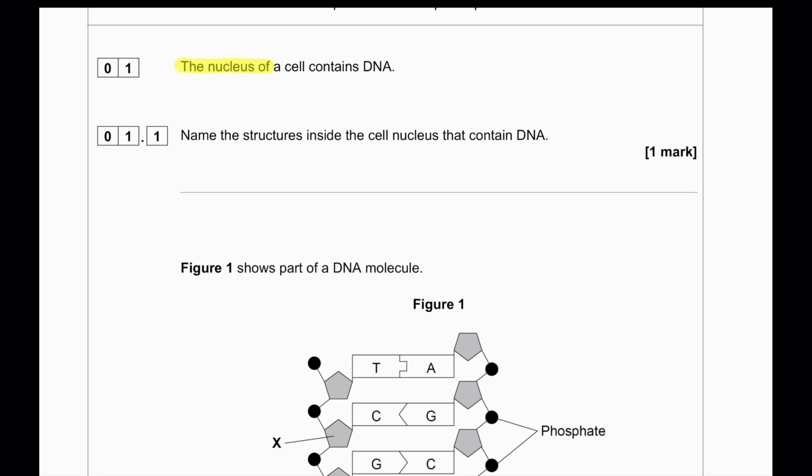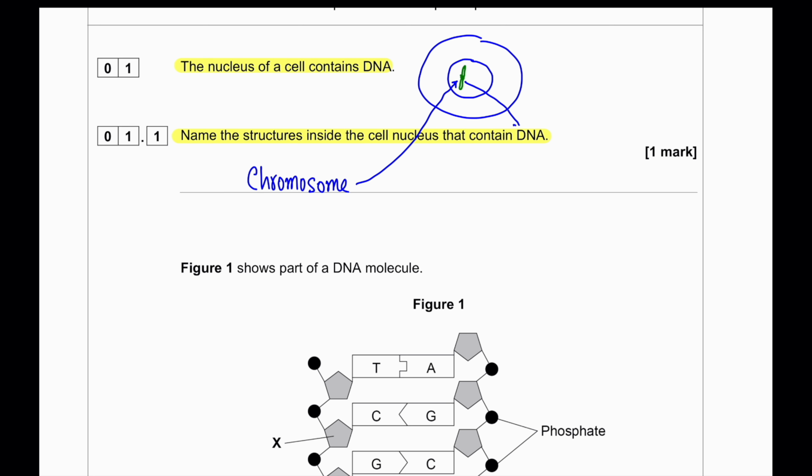The nucleus of a cell contains DNA. Name the structure inside the cell nucleus that contains DNA. If we look into a typical cell, this is the nucleus, and inside the nucleus we're supposed to have chromosomes. So DNA is contained within the chromosomes. So we'll say chromosome. This is where we're going to find the DNA.